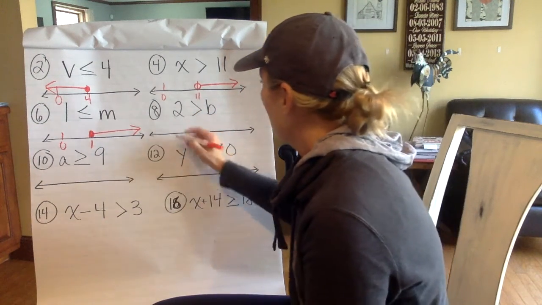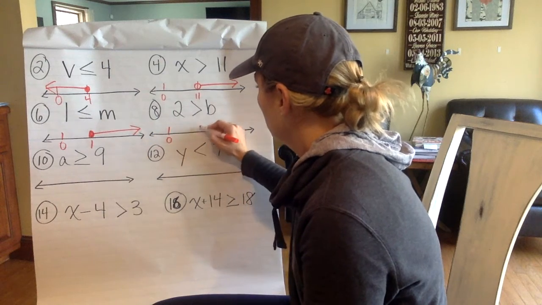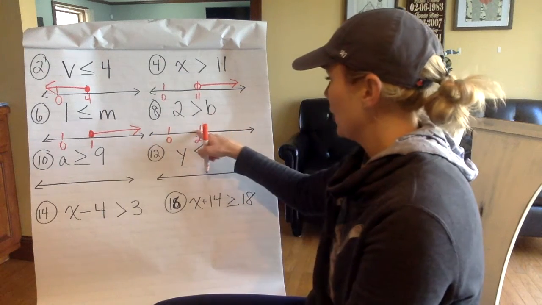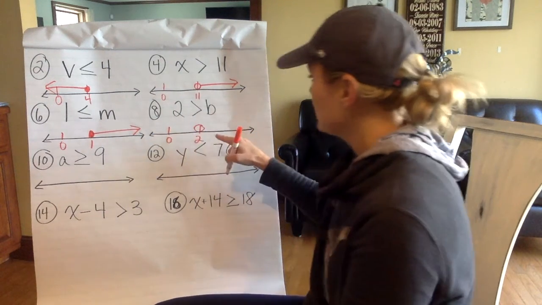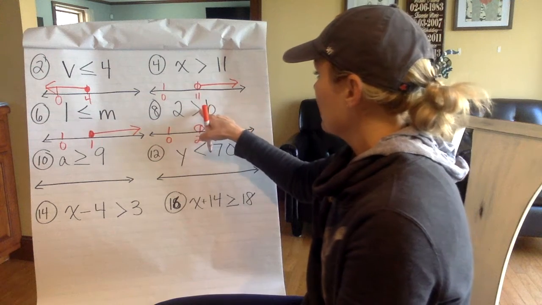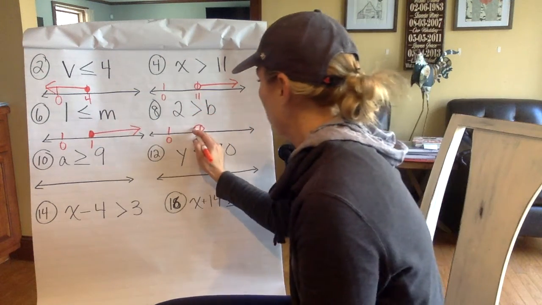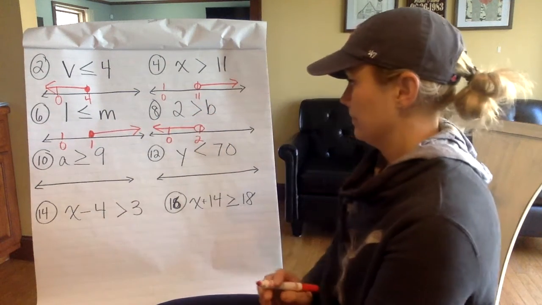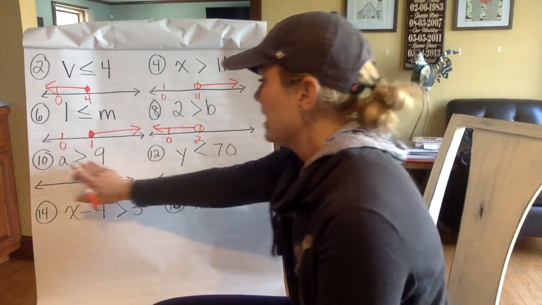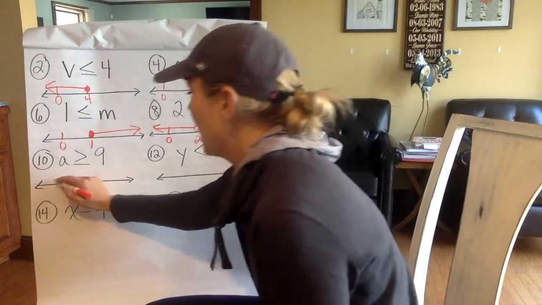Number 8, I'm going to put a 0 just for context. My dot is going at 2. It is going to be an open dot, and b is less than 2. So I'm going this way. In number 10, A is greater than or equal to 9.